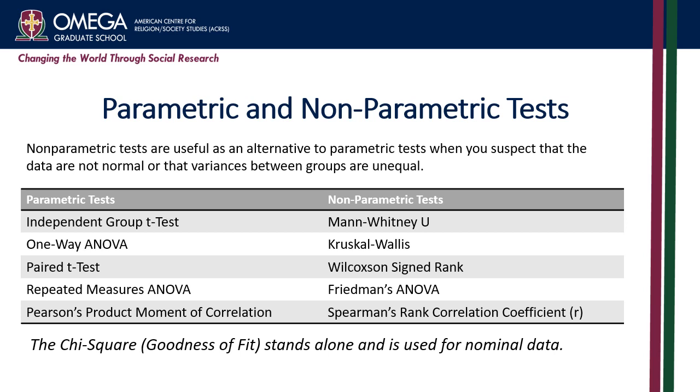Then if you're doing a correlational study, Pearson's product-moment correlation is the parametric test, and Spearman's rank correlation coefficient is the non-parametric equivalent. The chi-square, which is the goodness of fit test, stands on its own, and that's used primarily for nominal data.